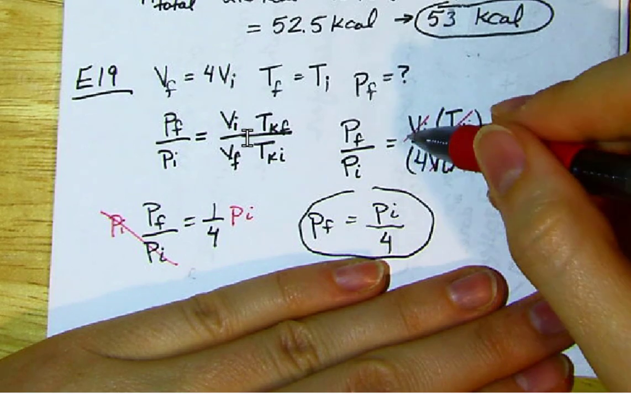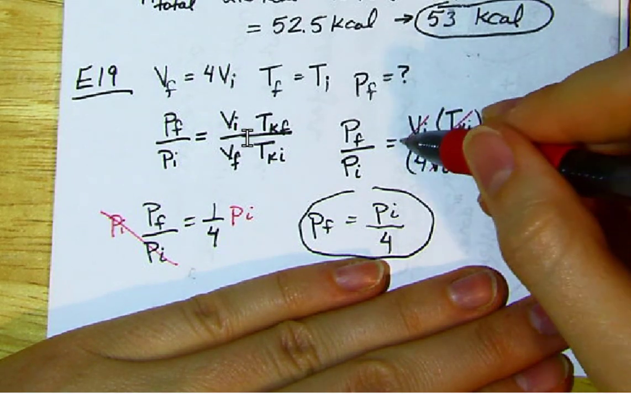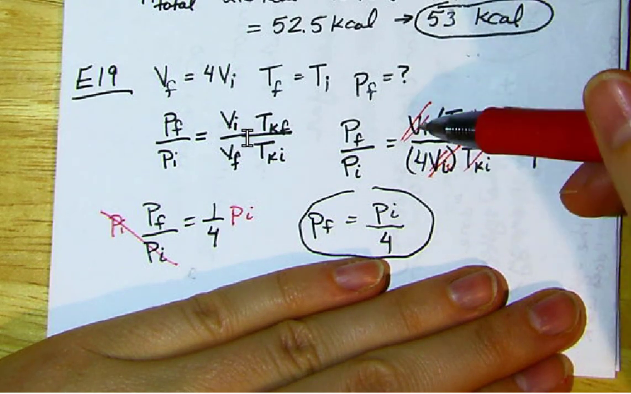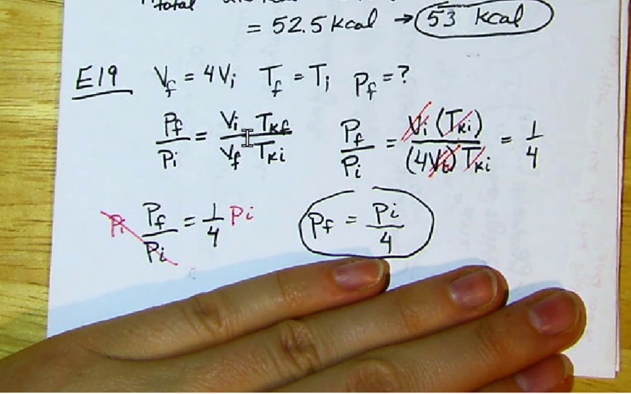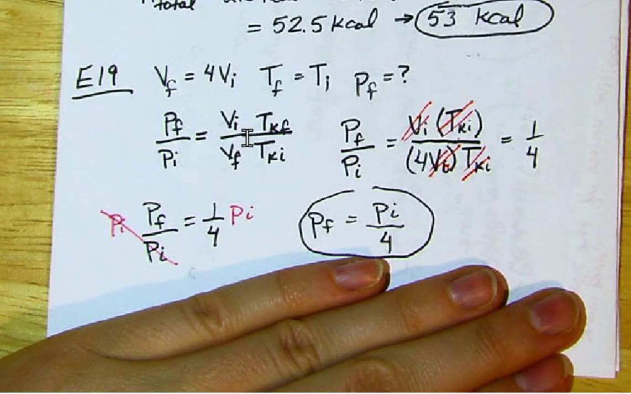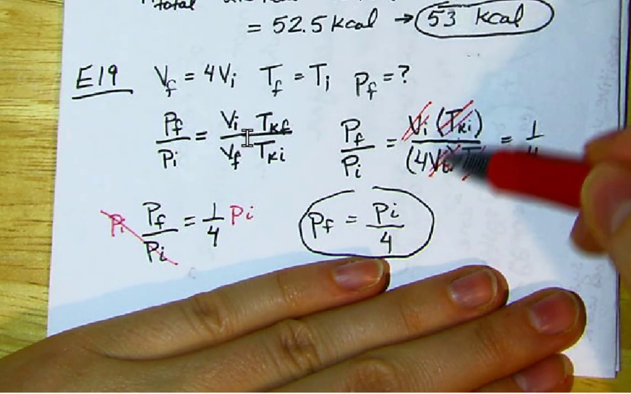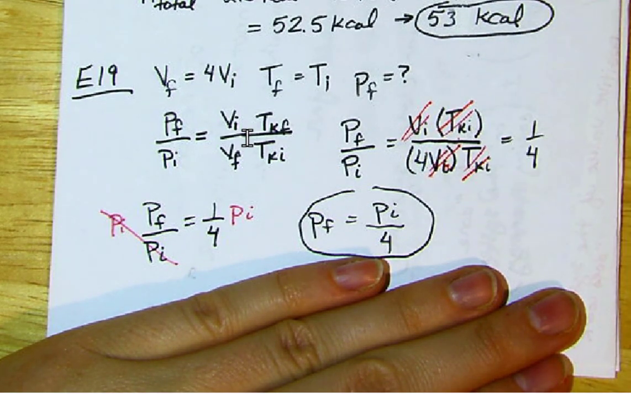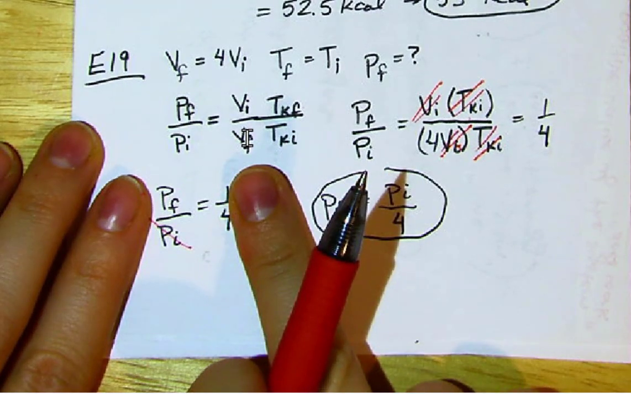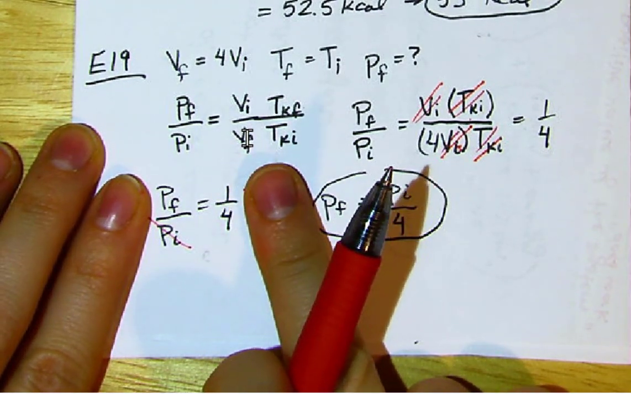Then this VI, initial volume, can cancel out. Even though we don't know what it is, it's going to cancel out. If this is 5, that's 5. If this is 7, that's 7. They'll cancel out. And the same with the temperature. They cancel out. So all that's left then is this 4 in the denominator. So then this can go to 1/4. So if I rewrite that out, P final over P initial is equal to 1/4.